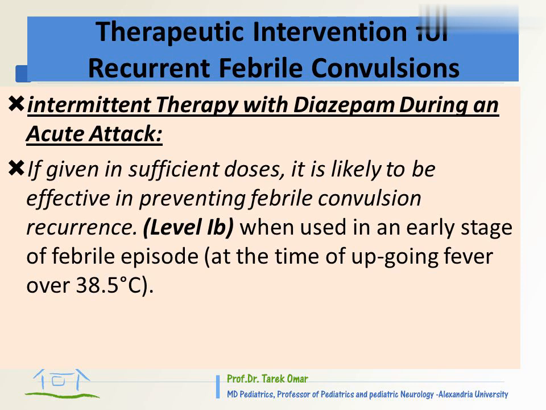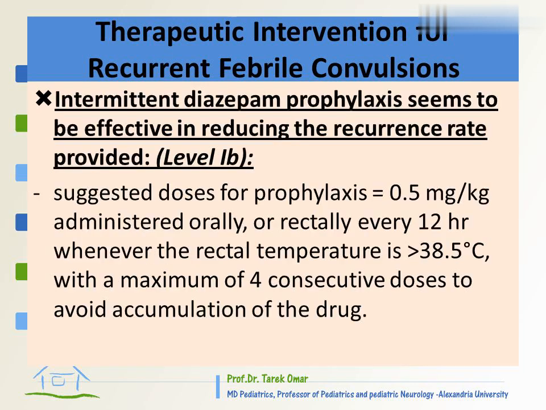Therapeutic intervention for recurrent febrile convulsions. Intermittent therapy with diazepam during an acute attack. If given in sufficient doses, it is likely to be effective in preventing febrile convulsion recurrence. Level IB. When used in an early stage of febrile episode, at the time of outgoing fever over 38.5 degrees Celsius.